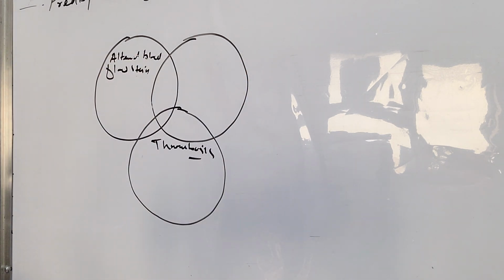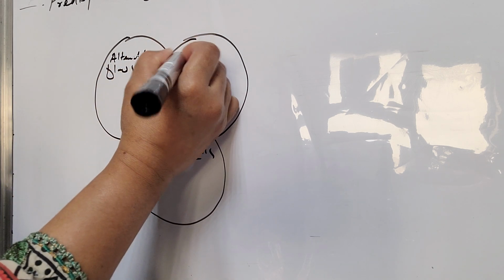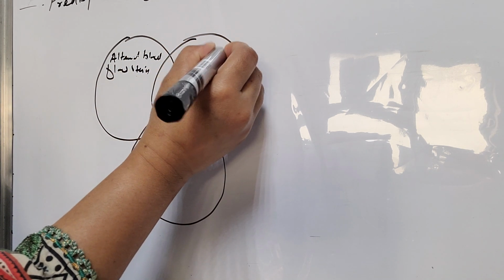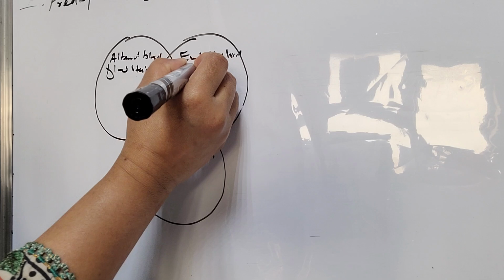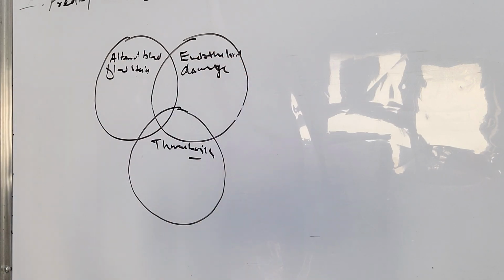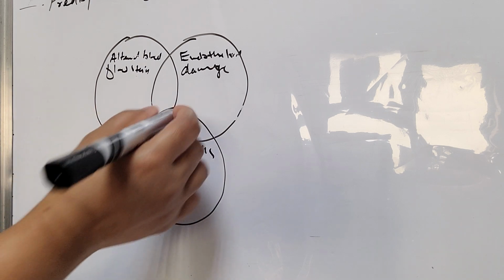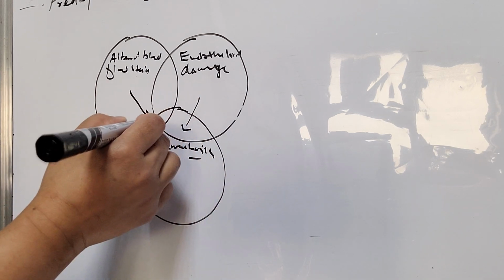Number 2, the second one, endothelial damage. So what's the meaning of endothelial damage? With trauma or with surgery, if a patient comes with trauma or after surgery or during surgery, it causes extra clotting factors. So that is also a reason for thrombosis.